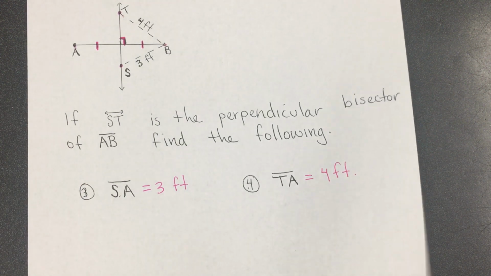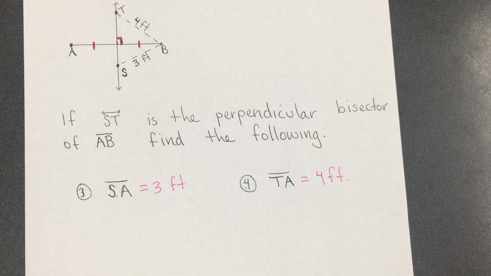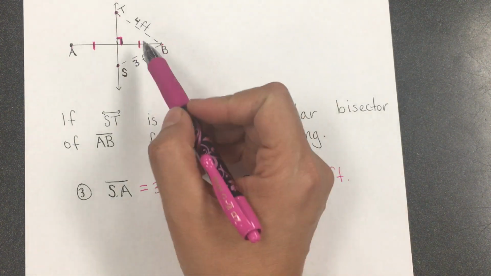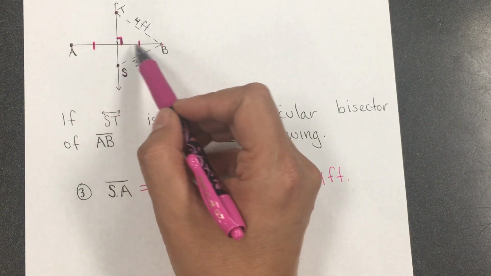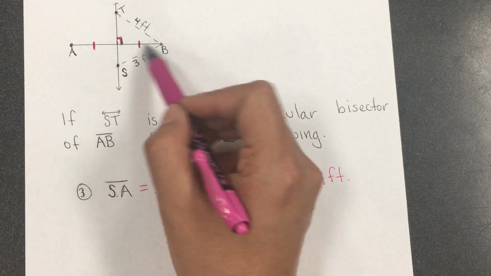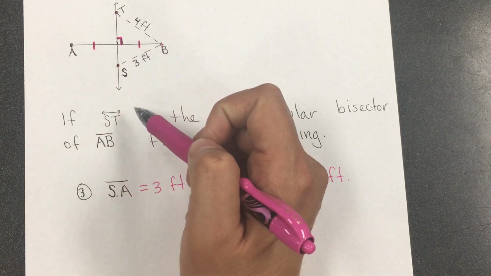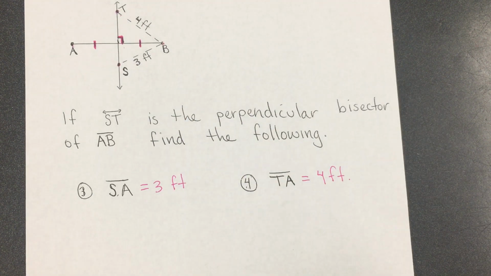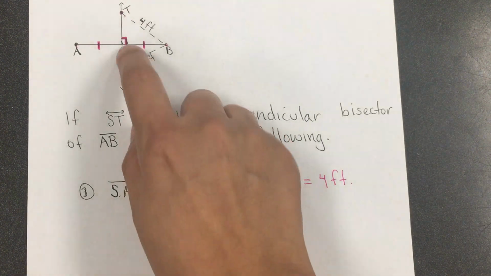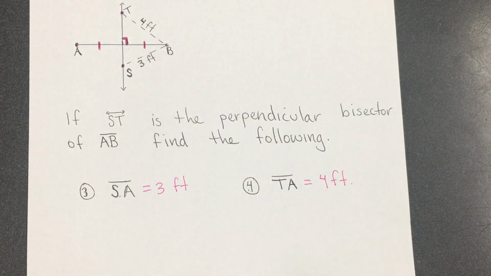Okay, very straightforward. Other things that we can conclude is that this is congruent to this. We don't have the measurement, but that will be congruent to that segment. I think that's it. And that all 4 angles are right angles.